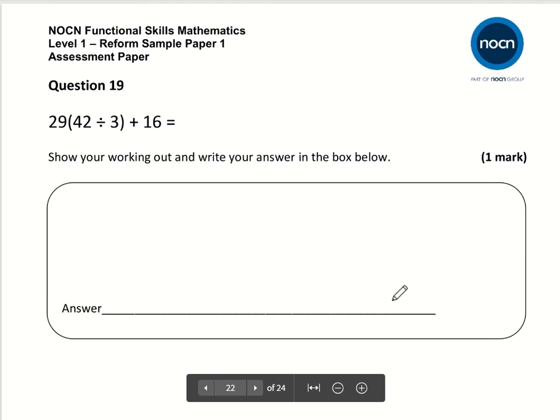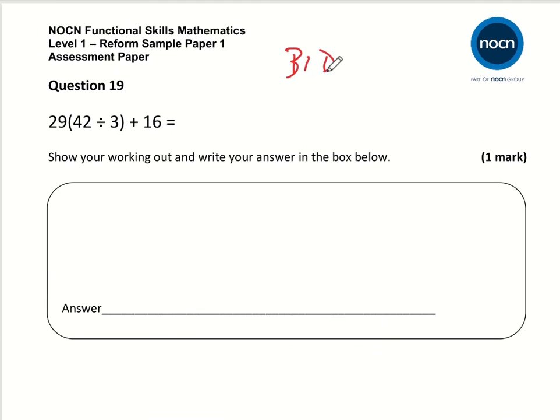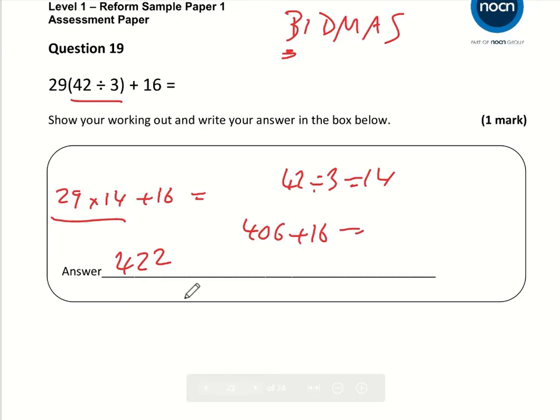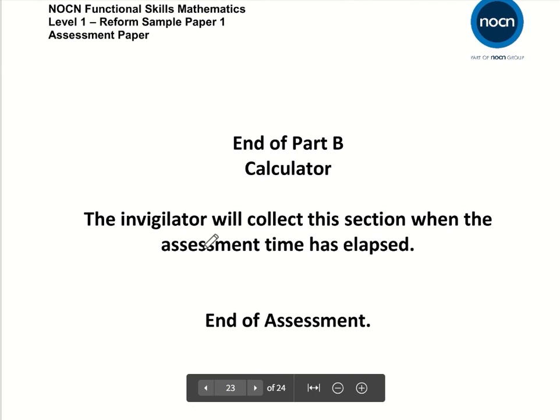Okay, question number 19. This question is checking our understanding of BIDMAS. So we've got brackets, so let's do those first. 42 divided by 3 is 14. So we've got 29. Now what this means is 29 times by whatever this is. So 29 times 14 plus 16. So we need to do the multiplication first. So 29 multiplied by 14, that comes to 406. So it's 406 plus 16, and 406 plus 16 comes to 422. And that takes us to the end of part B.